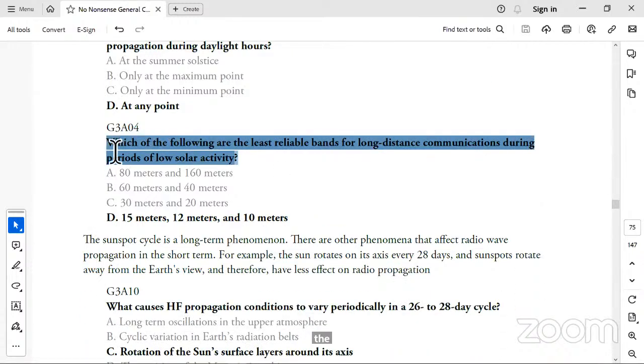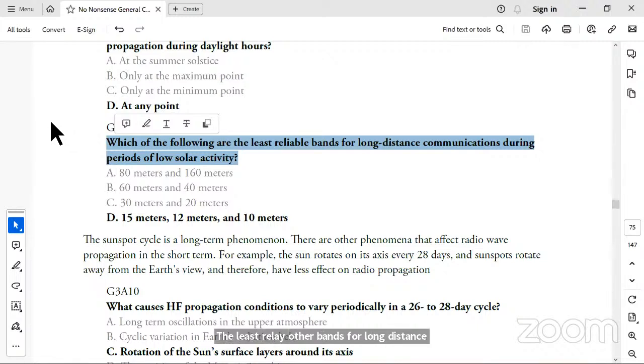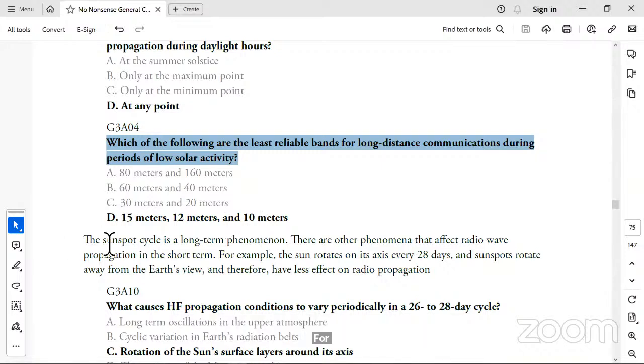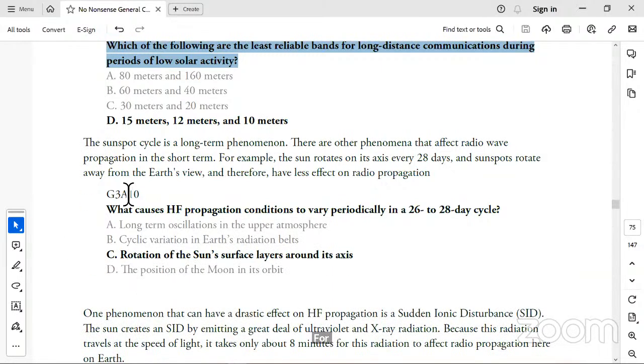So next up, which of the following are the least reliable bands for long distance communication during periods of low solar activity? So remember, when we talk about low solar activity, let's dissect that question. It means relative to the sunspot cycle, low solar activity. Right now we are in a period of high solar activity. Okay. Which of the following are the least reliable bands, right? So we need to know for the low solar activity period, 15, 12, and 10 meters, those bands are least reliable for long distance communication when we have low solar activity. Okay. Of course, when we have high solar activity, they're very active. Okay.